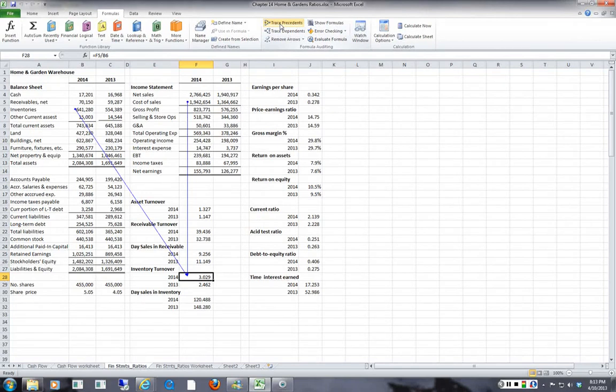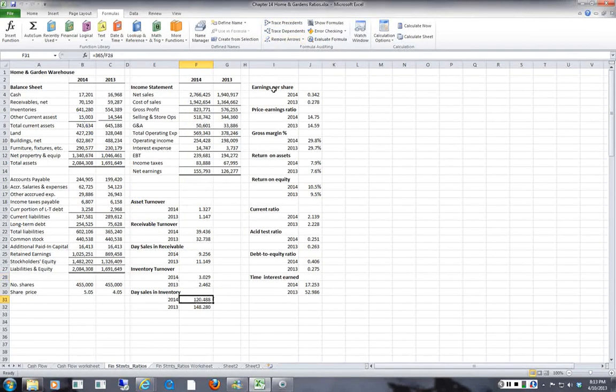641,280, significantly greater this year in 2014 than 2013. And so you can see that turnover takes the cost of sales of 1,942,654 and divides that by the inventories. So the inventory turns over 3 times a year, and last year it was 2. It was actually worse last year than it was.